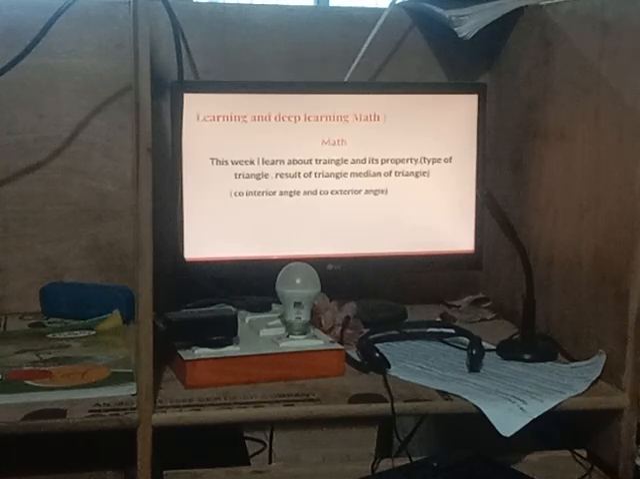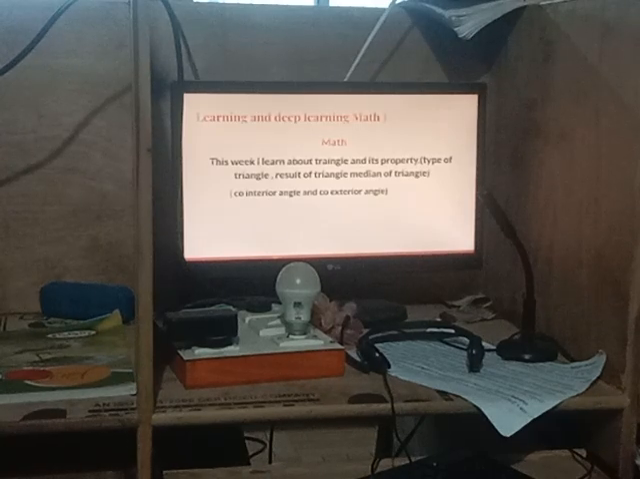The name is triangle and its properties. So there I learned about types of angle, types of triangle. Results of triangles, which means in the results of triangle they mainly talk about measurement and angles, and then median of triangle.